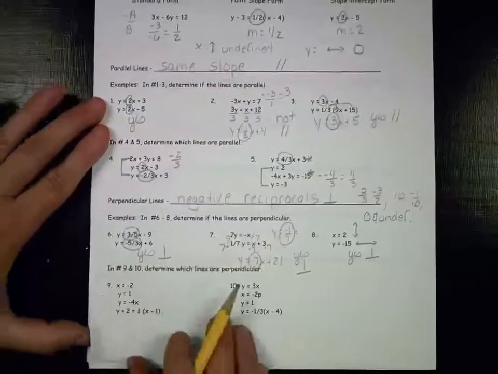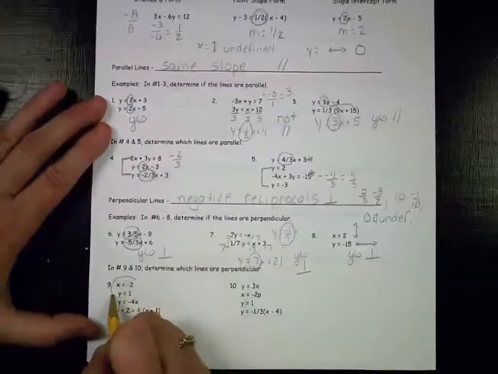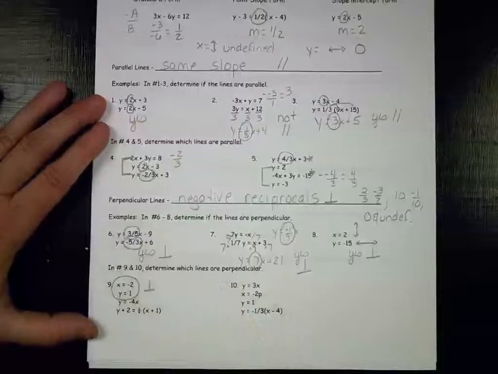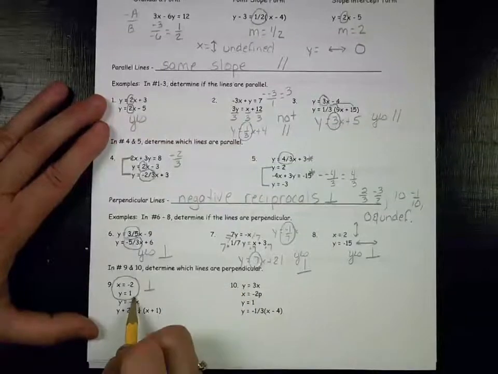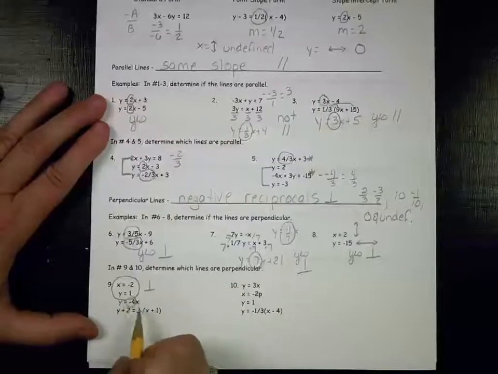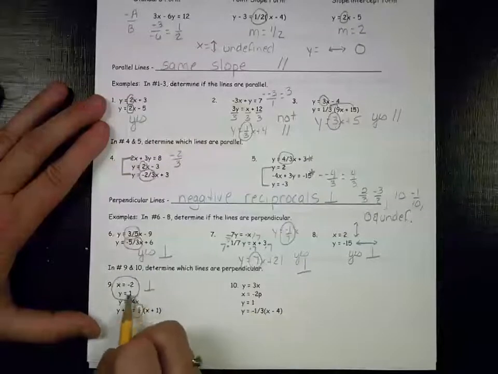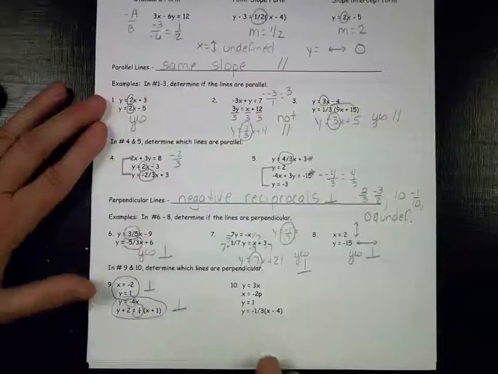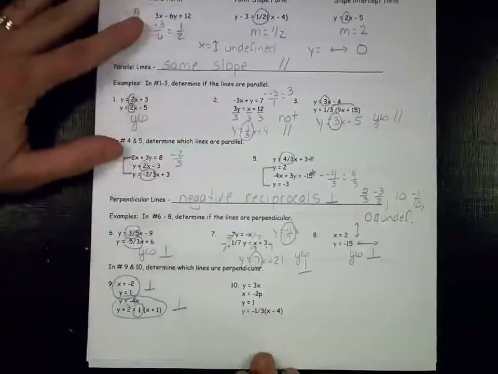Number 9, horizontal and vertical. Those two are perpendicular. Here the slope is -4. Here the slope is 1/4. So those two are also perpendicular.